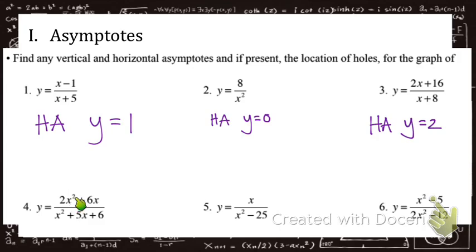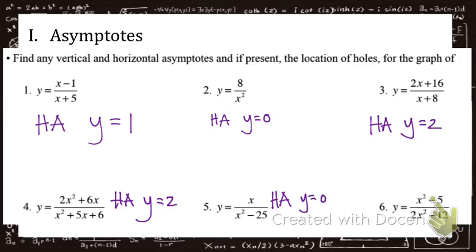For this one, the degrees are the same, x squared and x squared, so the leading coefficient being divided would be 2 over 1, which is 2. So horizontal asymptote at y equals 2. For number 5, the leading term on top has a degree of 1, on the bottom it has a degree of 2, therefore horizontal asymptote at 0.